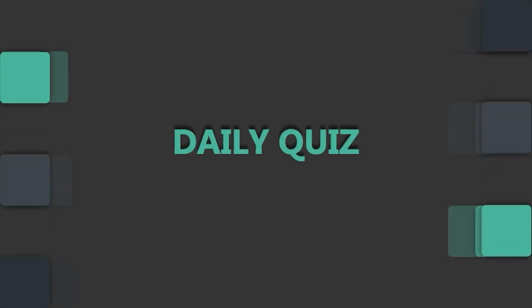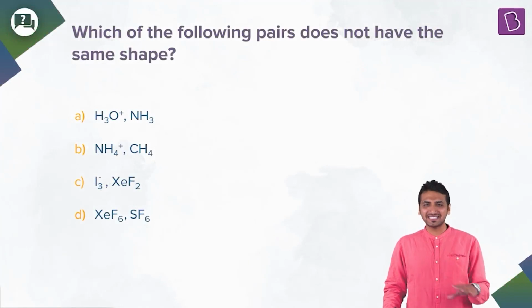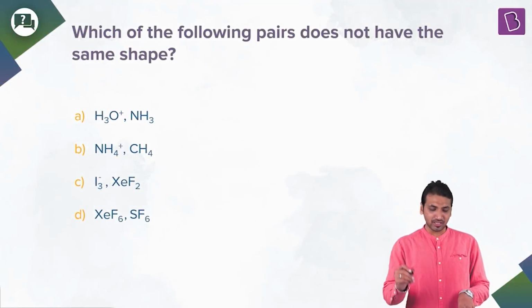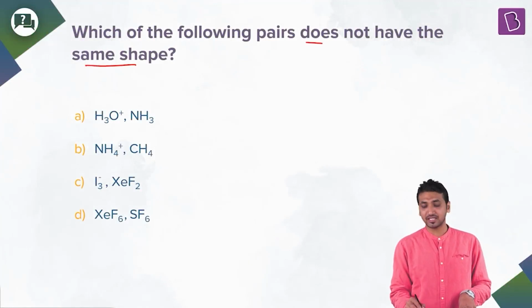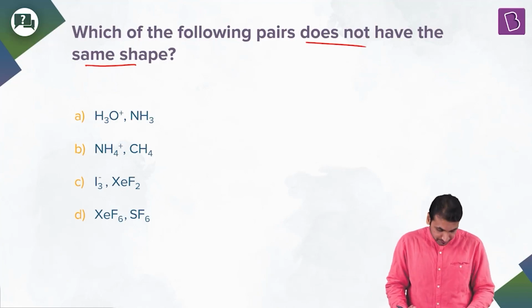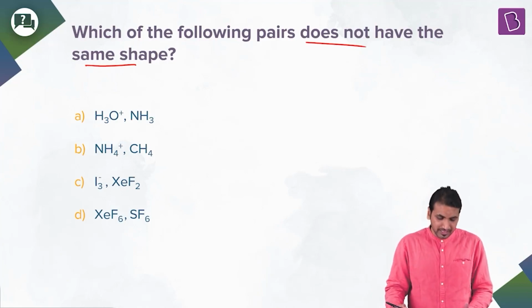Yeah, so here you have a question on shapes and geometries. Let's see what the question says. Which of the following pairs does not have the same shape? And you have 4 options with different pairs. Let's do it one by one. If you look at option A, H3O+ and ammonia is given.